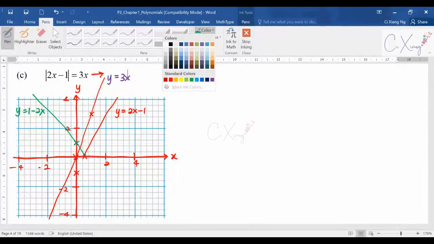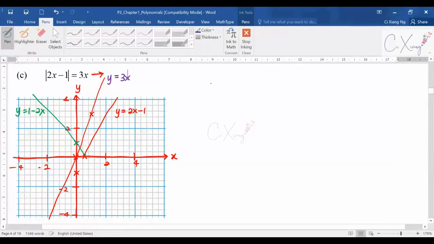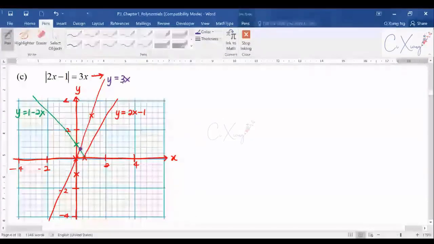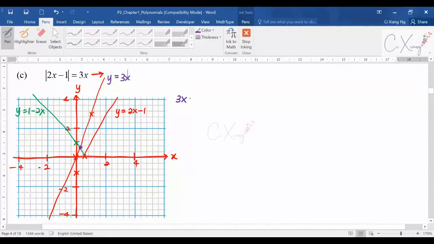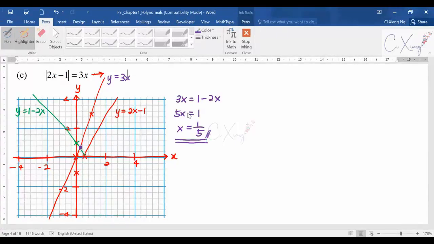Okay, then now you are looking for the intersection point when you want to solve the equation. So where's the intersection point? This one. So if you look at this intersection point, it is actually the intersection point between y equals to 3x and also y equals to 1 minus 2x. So you have 3x equals to 1 minus 2x. Okay, so you're having 5x here, so 5x equals to 1, and therefore your x is equals to 1 over 5, which is still logical if you look at the graph.